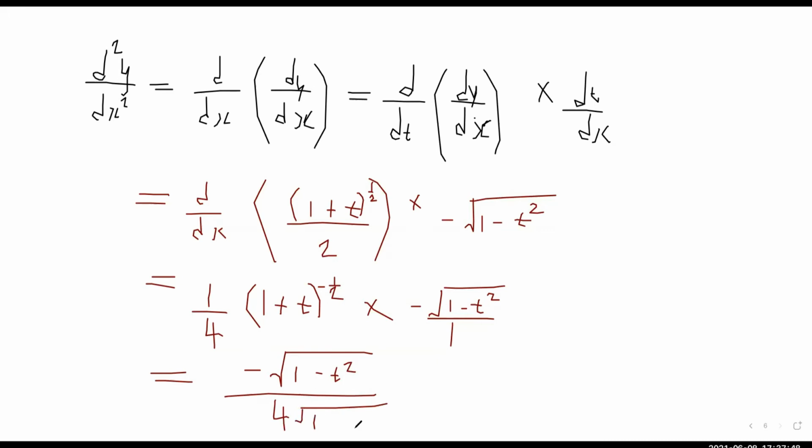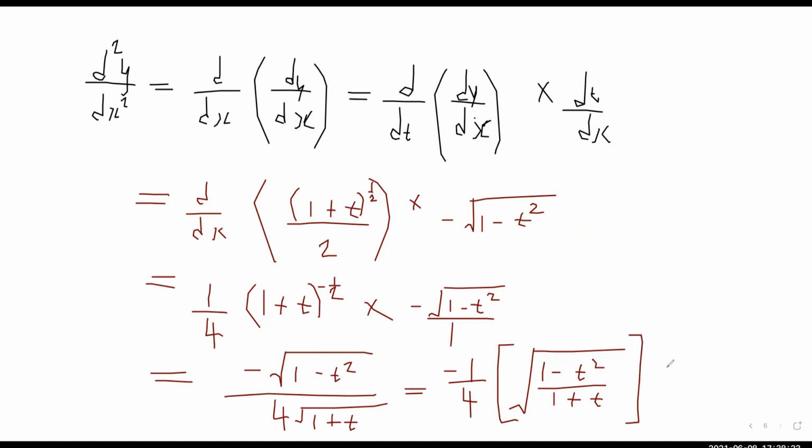We're going to do the exact same thing again, and rewrite this in terms of one square root by factoring out minus a quarter. Write it as one big square root: the square root of 1 minus t squared over 1 plus t. Now, 1 minus t squared over 1 plus t is really the difference of two squares. So that would reduce to minus a quarter of the square root of 1 minus t.